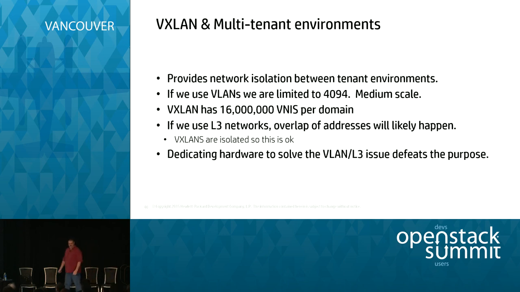If we use VLANs, we're limited to 4094, right? That's our kind of scale. VXLAN, 16 million VLAN IDs per domain. That's a lot bigger. I'm not sure you'd ever get away with that, but it's still a big number. If we use layer 3 networks, overlapping is going to happen, and that's okay, because VXLANs are isolated, so one tenant does not see the traffic of the other tenant. They can all ride over the same network, and everybody's happy.